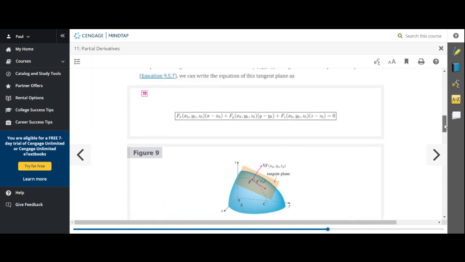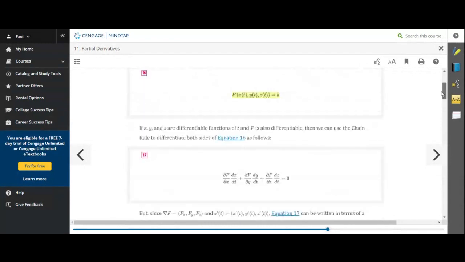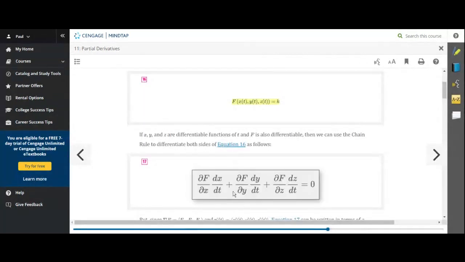So why is this so? Why is this the case? Well, what they do is they say, okay, by the chain rule, since my big function f is a function of x, y, and z, and x, y, and z are functions of t, if I were to differentiate the equation of the level surface in the box, formula 16, the chain rule would give you formula 17. Just draw the flow chart and you'll see that's true.